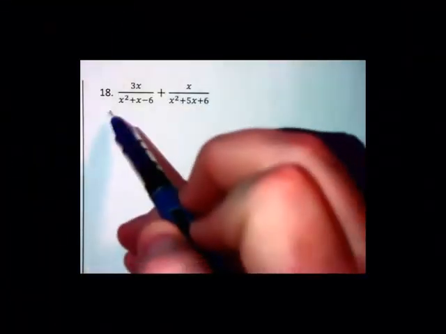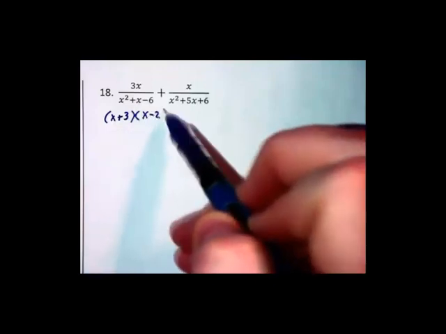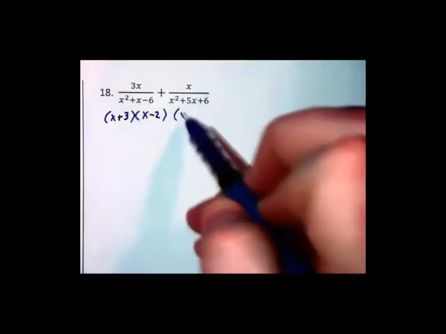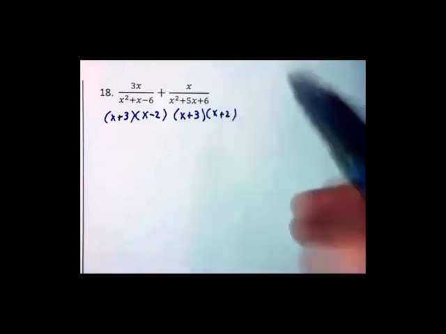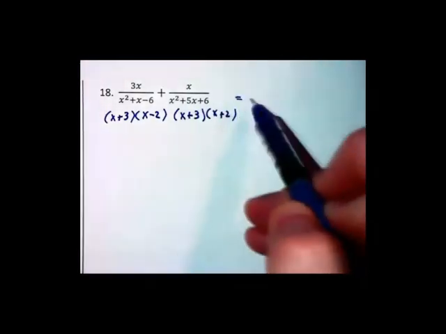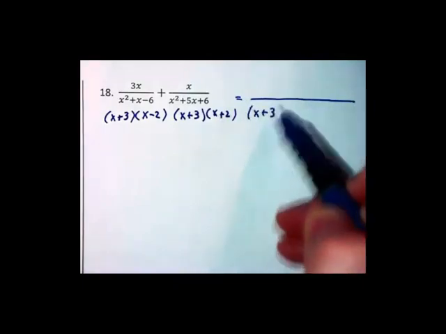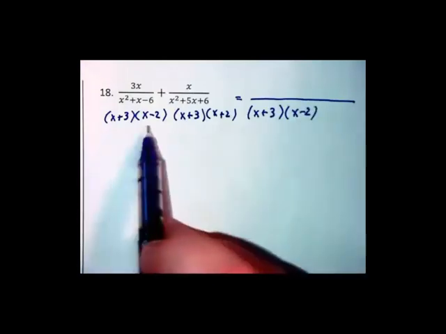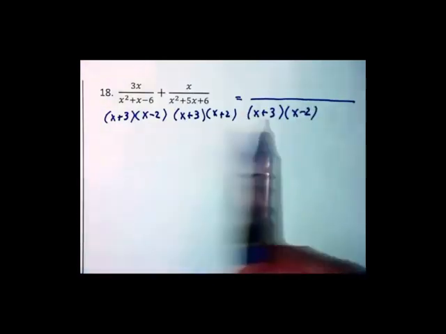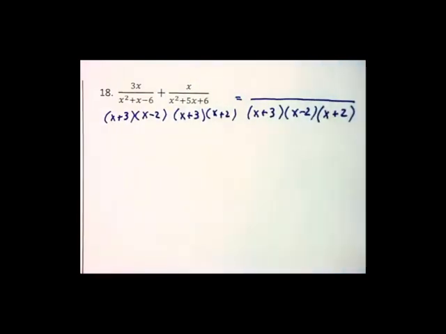The first denominator factors into x plus 3 times x minus 2. The second one factors into x plus 3 times x plus 2. So our least common denominator is going to need to have an x plus 3 in it and an x minus 2 in it to satisfy the first denominator. The second one says, yeah, I like the x plus 3, but I need to have an x plus 2 down there also so that I can go into it evenly.